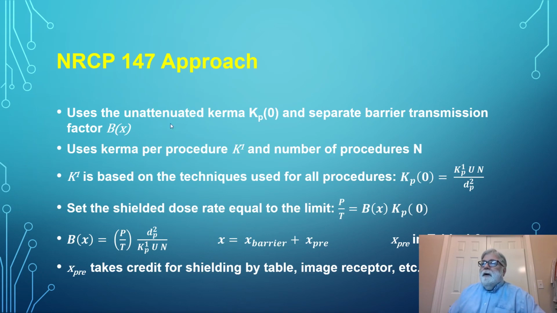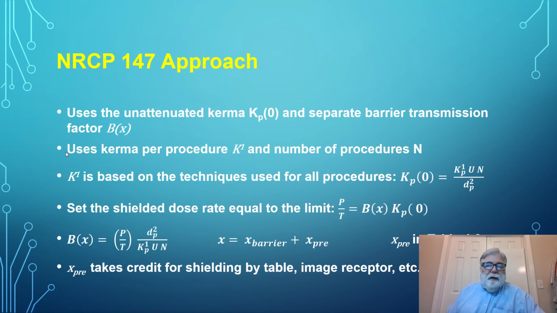So that's how we're going to go about it. We're going to be finding out what the B of X needs to be, and from that, determining the X. We're not going to do it by solving the primary radiation, the output.